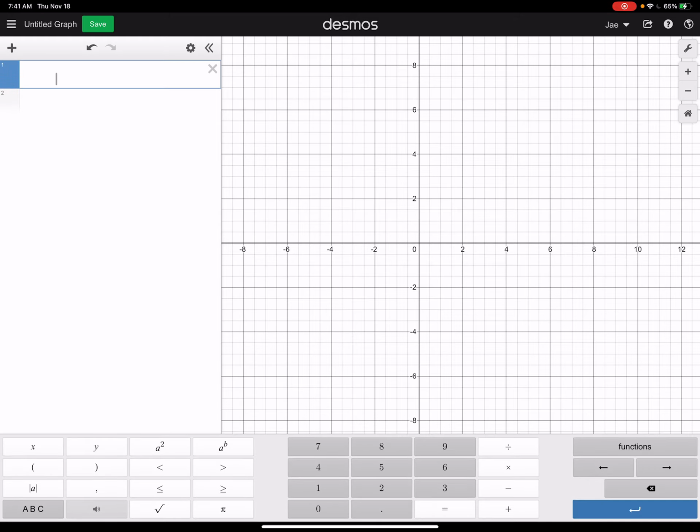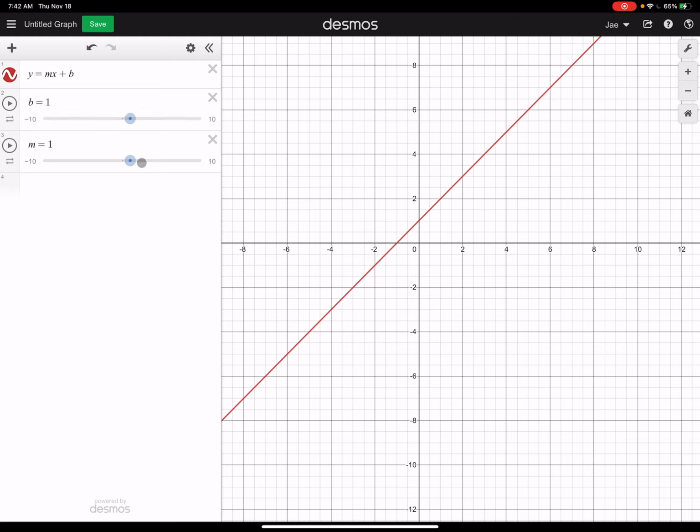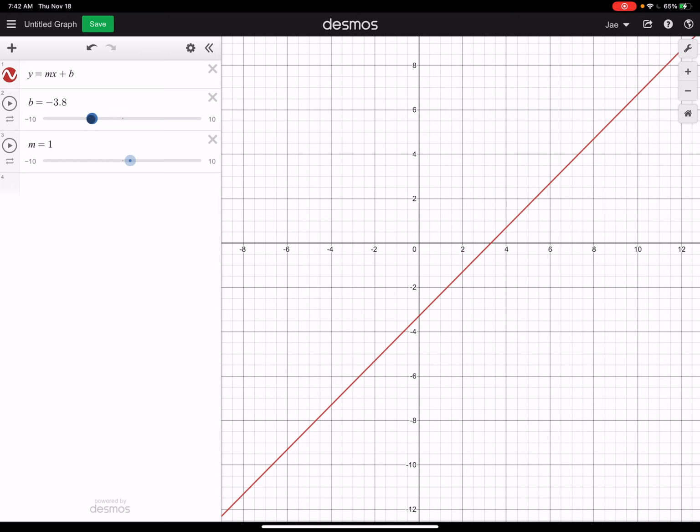So the first thing that we have to learn or know about is the form of y equals mx plus b. And what we have to realize is there are two elements to this equation. This b, like we learned, controls the height or the y-intercept of the line. So it moves it up and down.